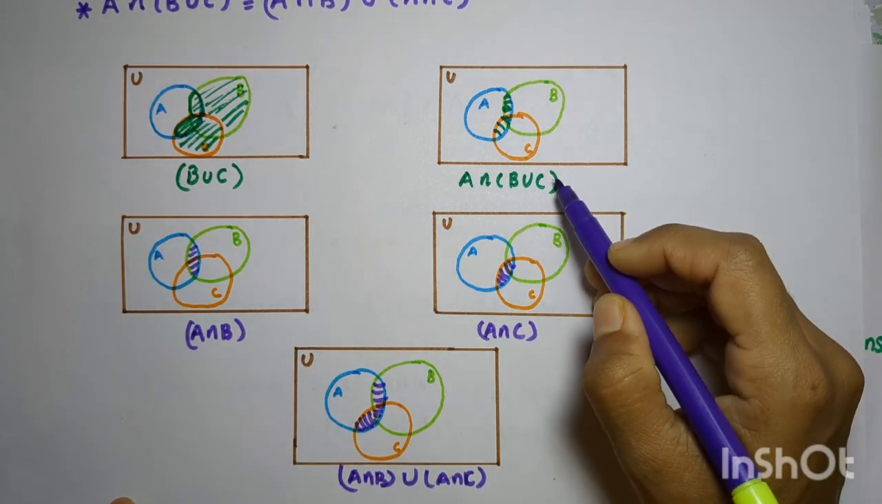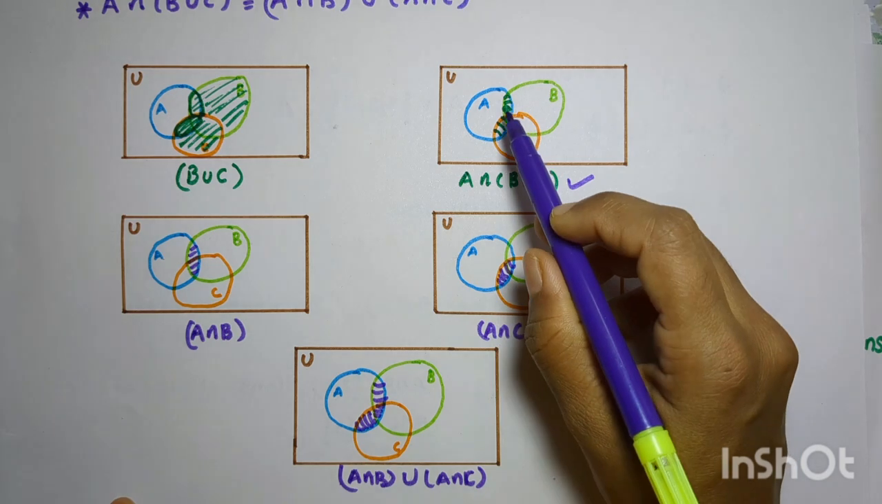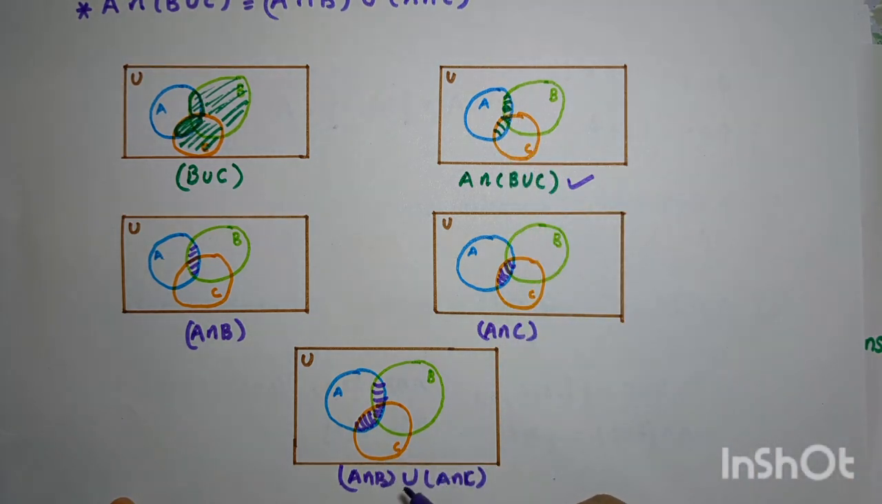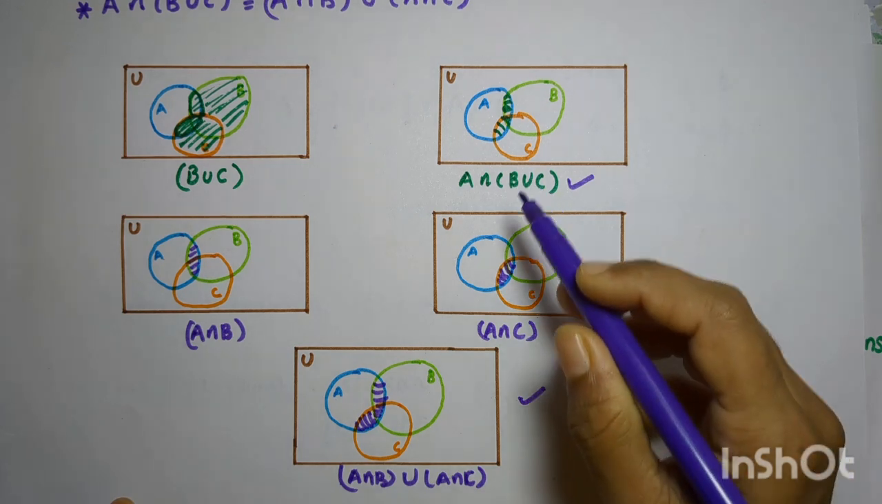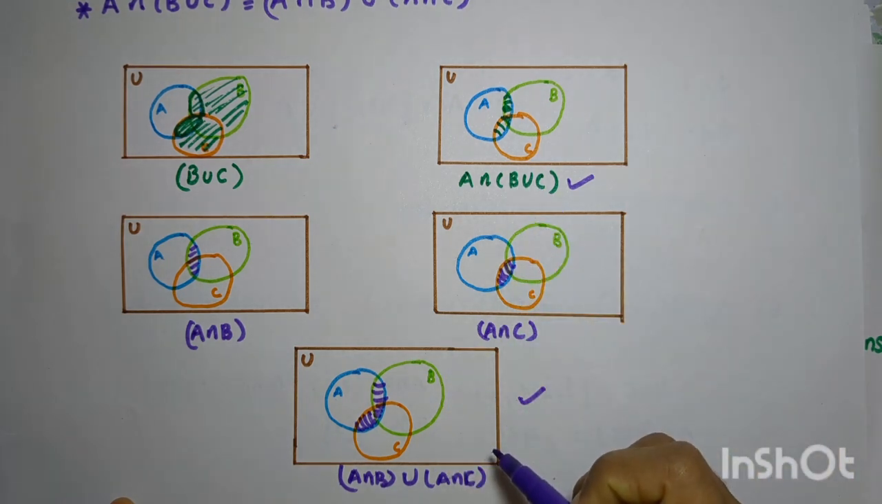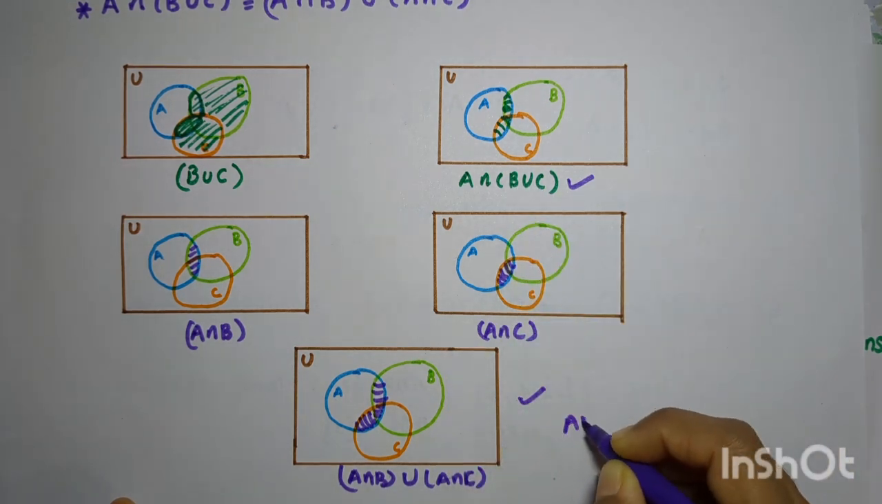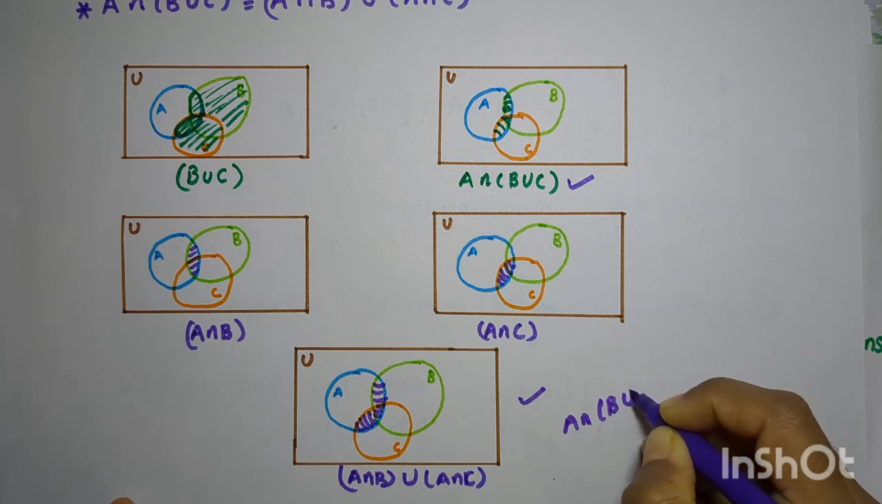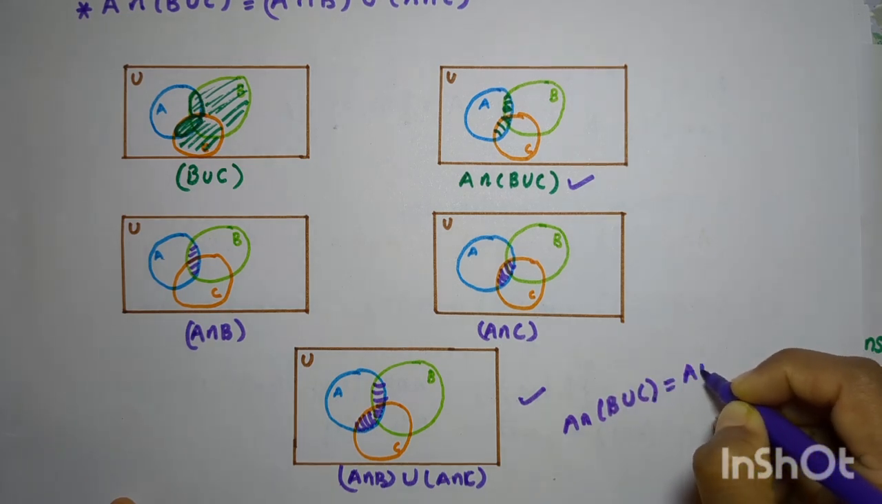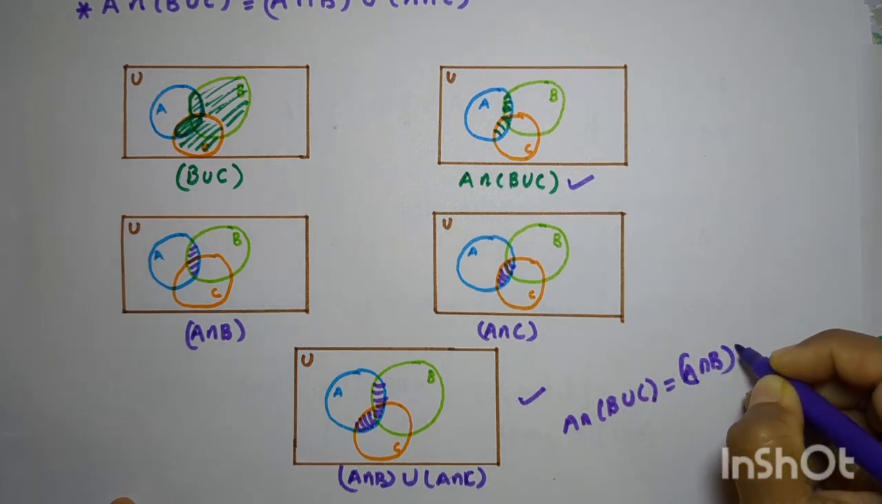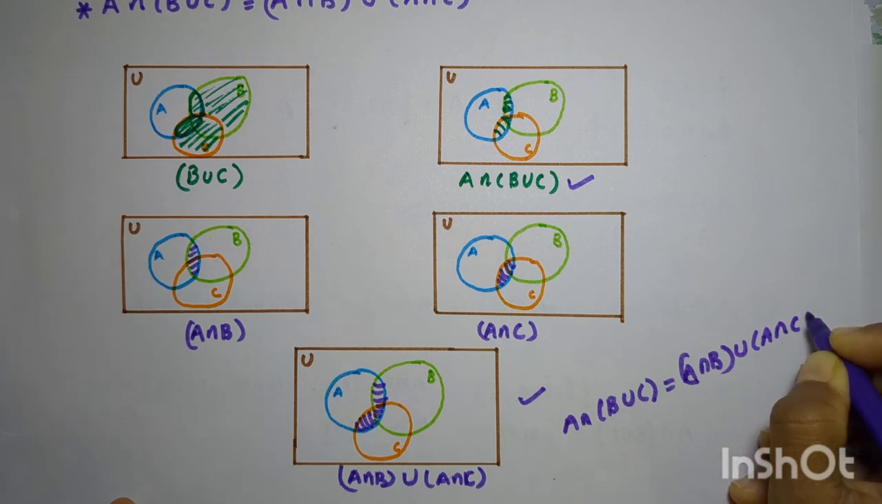Now you see A intersection (B union C) is this, and (A intersection B) union (A intersection C) is this. Now you just compare these two. Both are the same, no? So we can say that A intersection (B union C) is equal to (A intersection B) union (A intersection C).